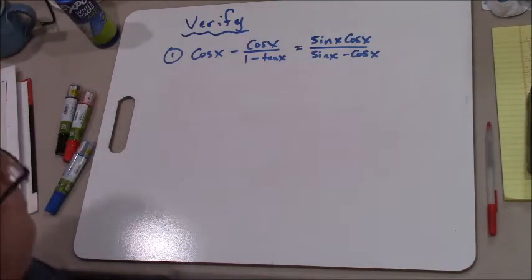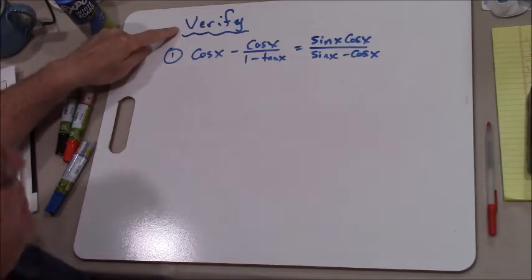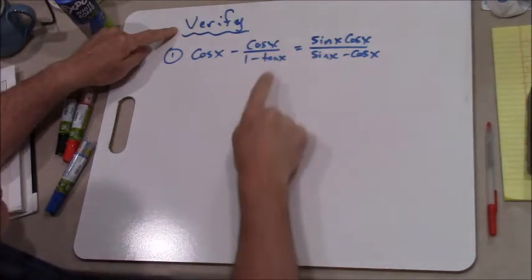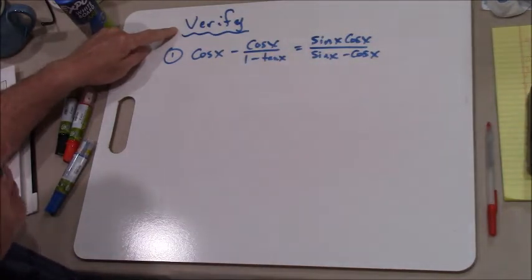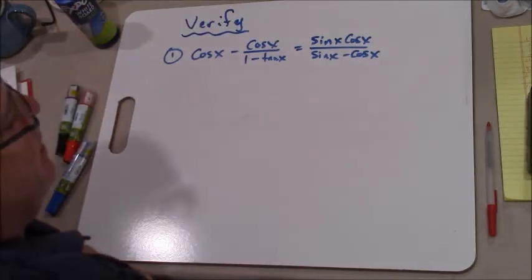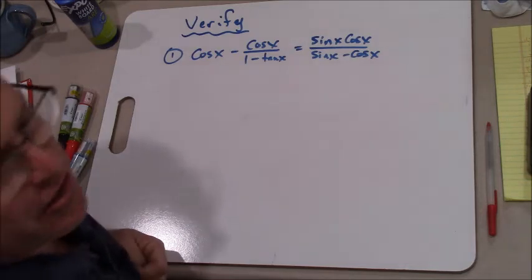So let's see, last week we were working on verifying trig identities, which the word identity just means something that's true. So this is something that is true. Let's prove or verify that it's true. And you might ask yourself, why are we doing this?